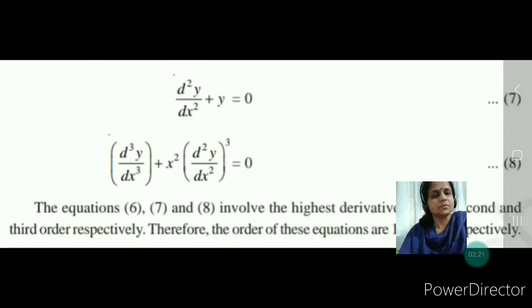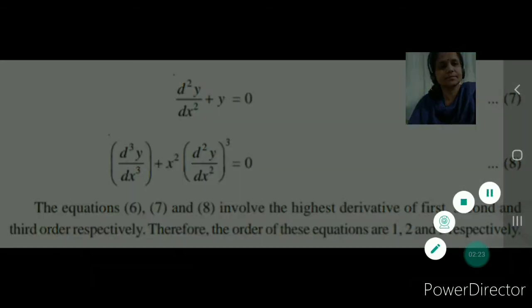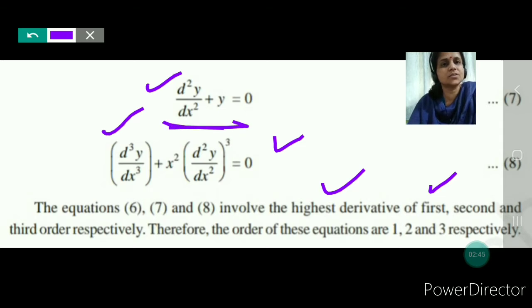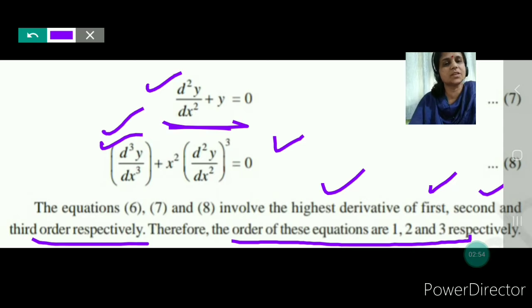Now more examples. d square y upon dx square plus y is equal to 0, and d cube y upon dx cube plus x square into (d square y upon dx square) whole cube is equal to 0. In these equations, the highest derivative of the previous equation is of first order. It is an equation of second order and this is a third order differential equation. The orders of these equations are 1, 2, 3 respectively.